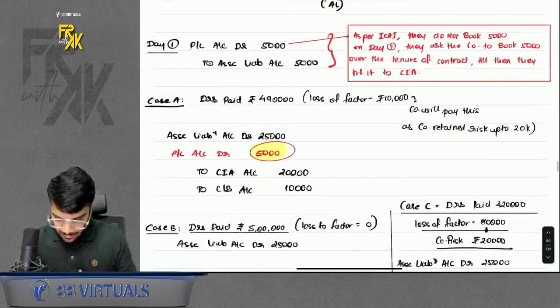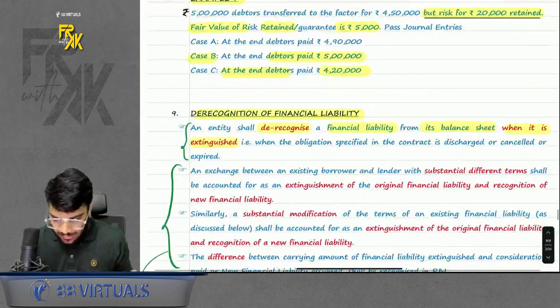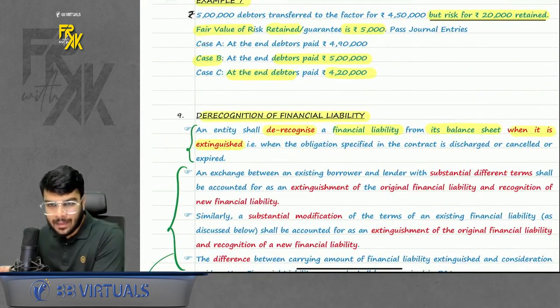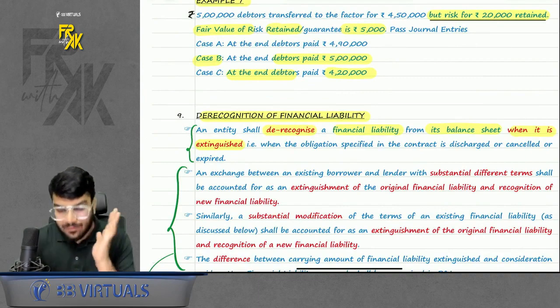Okay, just remember that part. Also, I had given 3 cases. I had taken this example one step ahead, right? In the module, only day 1 accounting is discussed.